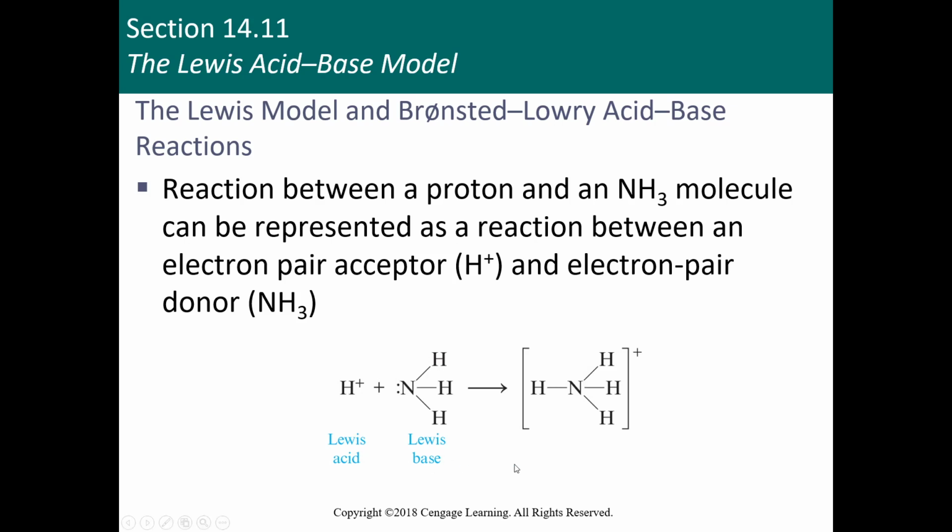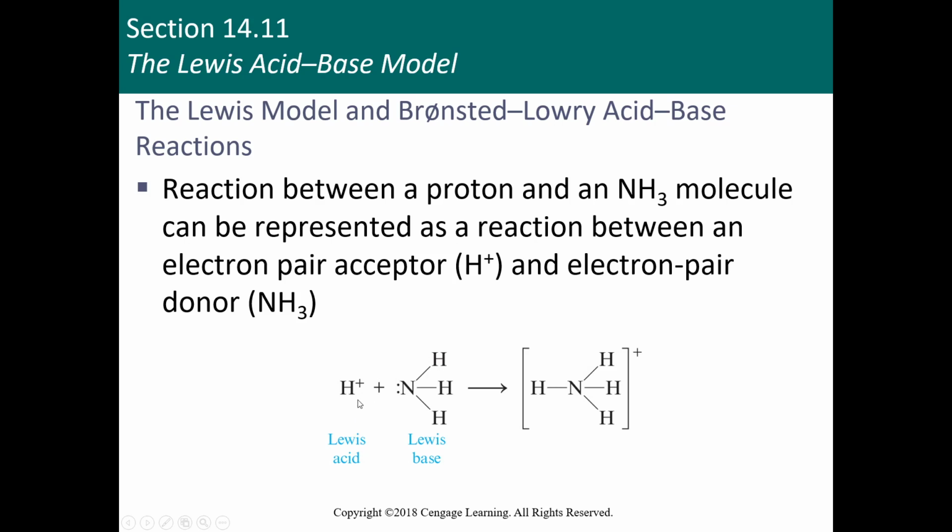And so right here we can actually see, well, this is actually a Lewis acid right here, this H plus. And this has a lone pair it is donating, so this right here is a Lewis base. Now, this also fulfills the Bronsted-Lowry definition.